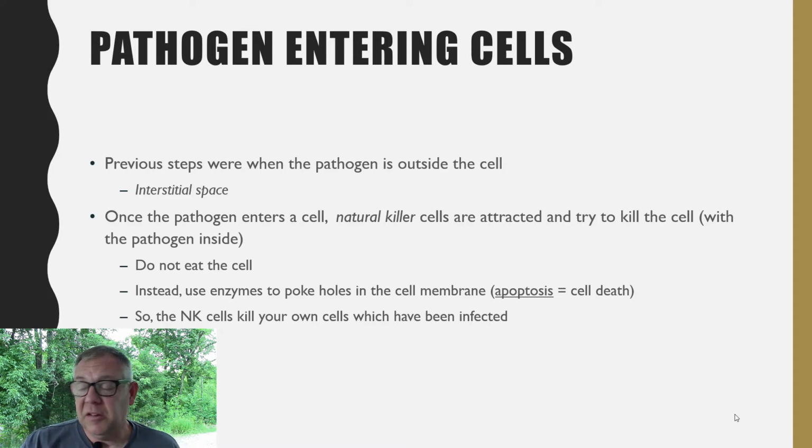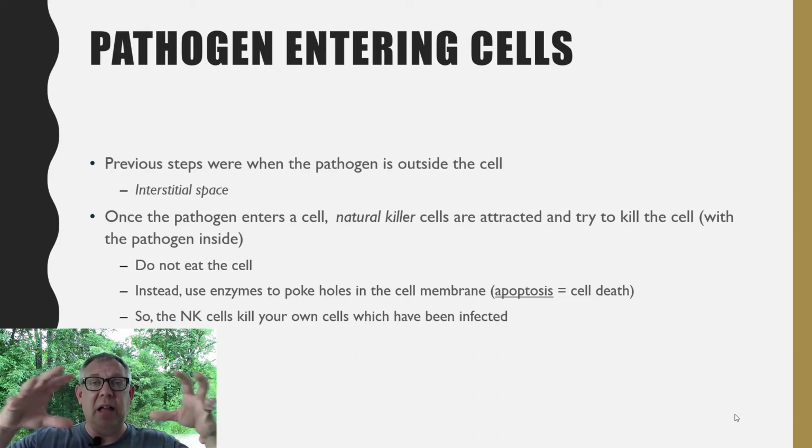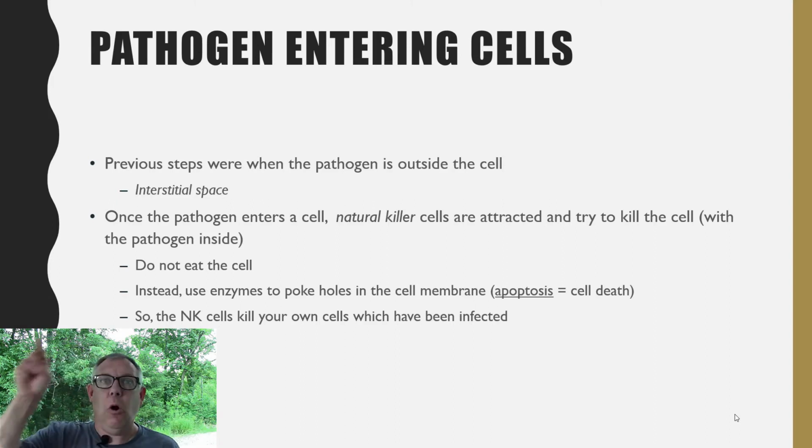Think about all the things we've talked about which involve creating a difference of potential across cell membranes. Think about the cell membrane itself. It's designed to keep things out and only let certain things in. And so if you just go poking holes in it, then the cell membrane doesn't function like it's supposed to, and the cell can't function like it's supposed to. And so that's how the natural killer cells kill these infected cells. So they kill your own cells which have been infected.